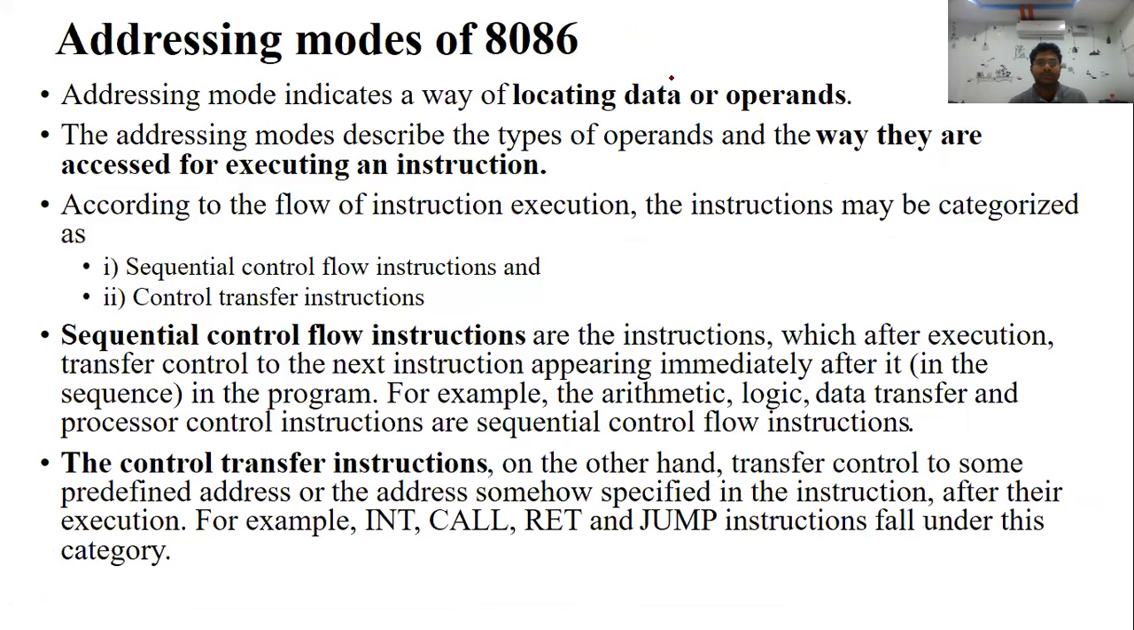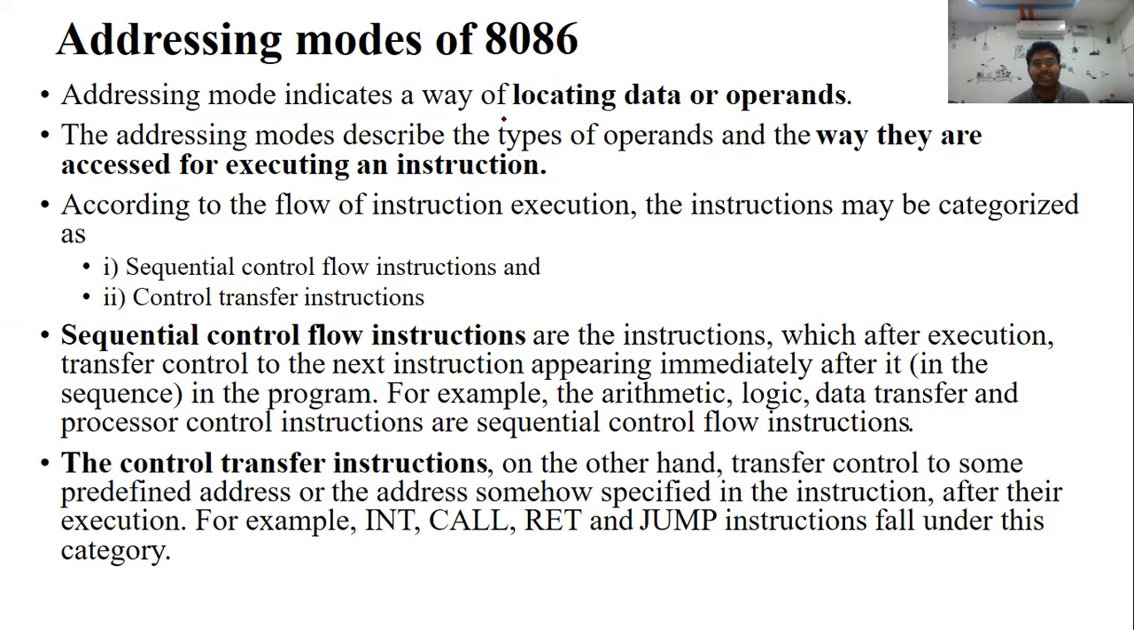Now coming to today's topic. See this, what are addressing modes? So what is the use of this addressing mode? A very important question. In the examination, they may ask this question in most of the papers. So what is the addressing mode?